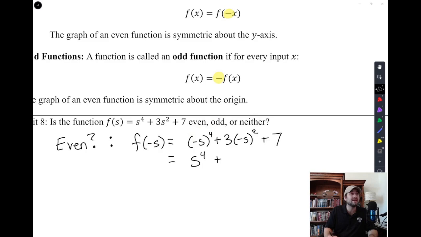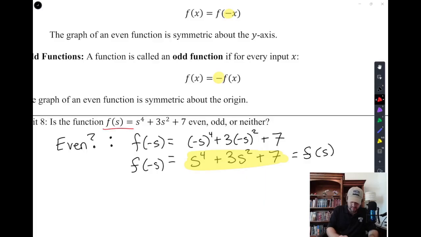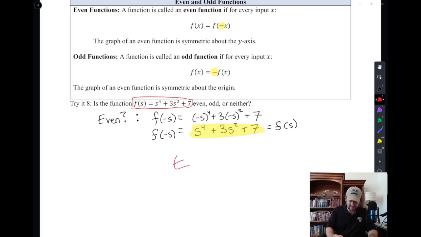And a negative times a negative on the second term is the same thing as s squared, or s to the second power. And we're left with our function for f of negative s. What you notice is that's exactly the same thing as f of s in the first place from the original problem. And so this function is even.